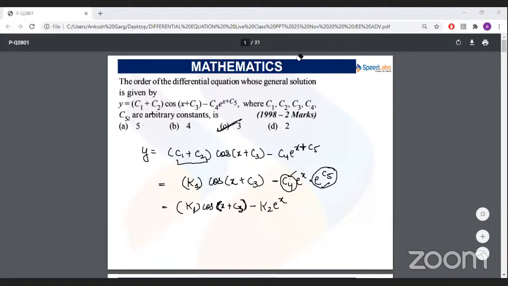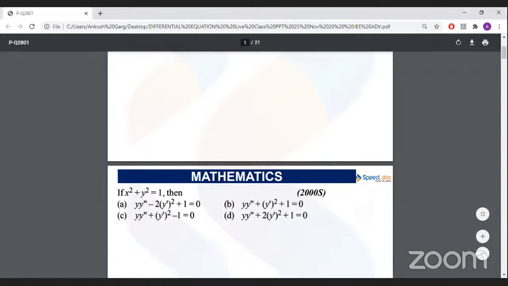Very easy, but the concept is important. So अगर आपको ऐसा order पूछा जाए, first look at how many arbitrary constants you can combine. उसको simplify करो, combine करो और फिर answer दो. Okay, this is the first question. Let's move to the next one.